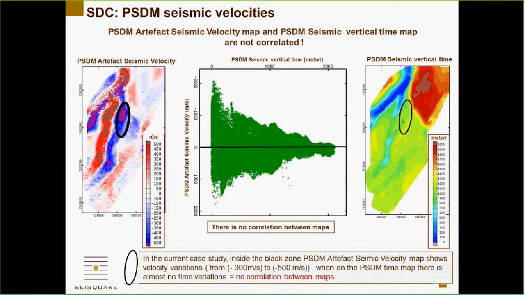Get a closer look into the black circle in the PSDM artifact seismic velocity map. We can see some variations inside, while in the circle in the PSDM seismic vertical time there are almost no variations. This proves that there is no correlation between the two maps.